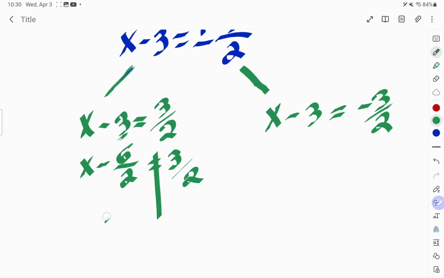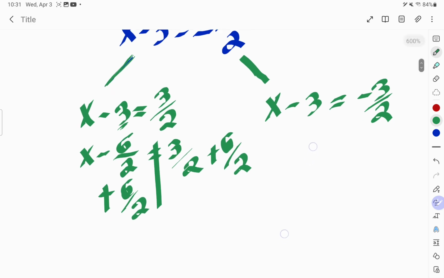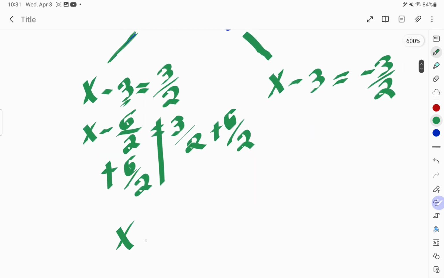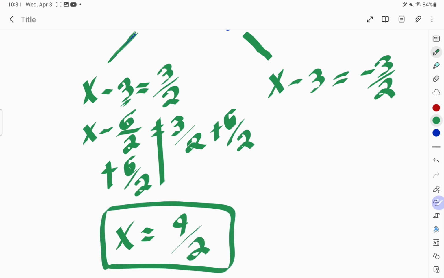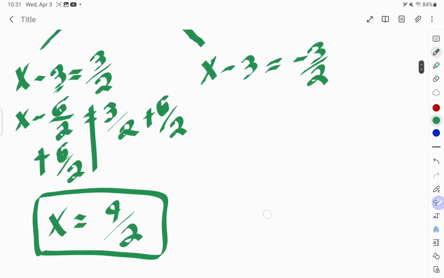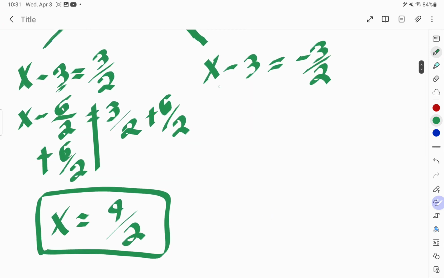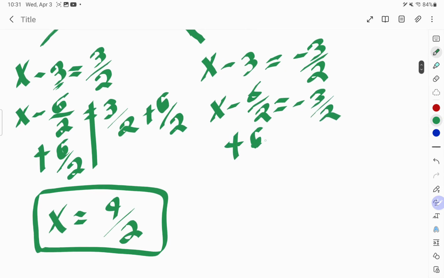Now we're going to solve for x. So plus 6 over 2 on both sides. And that's going to give me x is equal to 9 over 2 on the first one. All right, let's go ahead and do the second one. Same thing. This one turns into x minus 6 over 2 equals negative 3 over 2. We do plus 6 over 2.